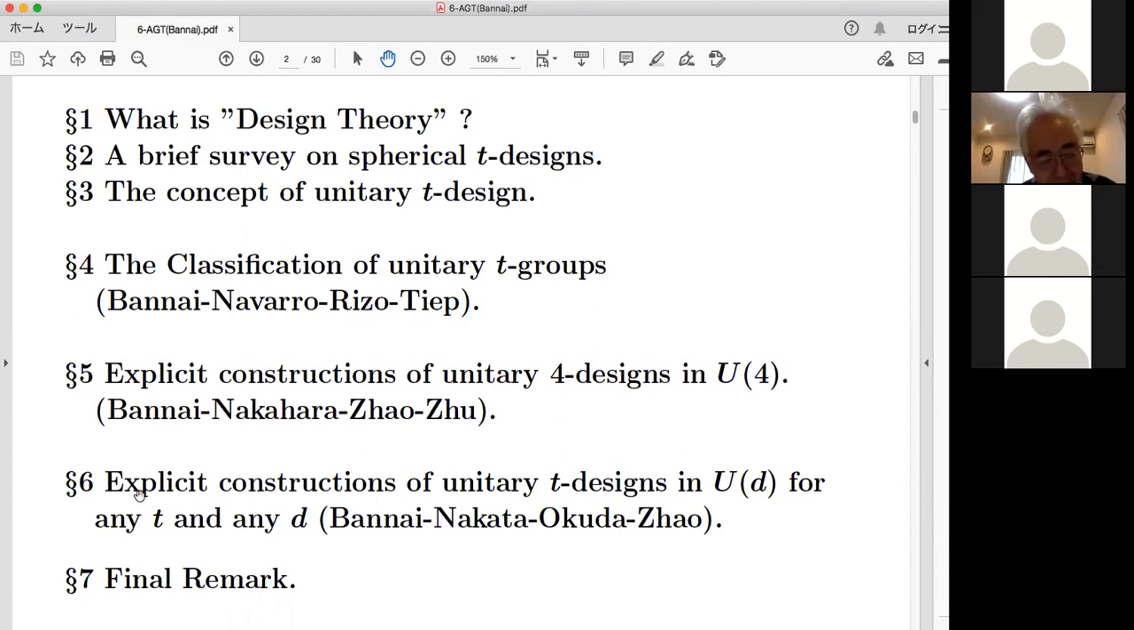And finally, the main result is the explicit construction of unitary t-designs in U(d) for any t and any d. And as I said, this is joint work with Nakata, Okuda, and Da Zhao. Then final remarks.